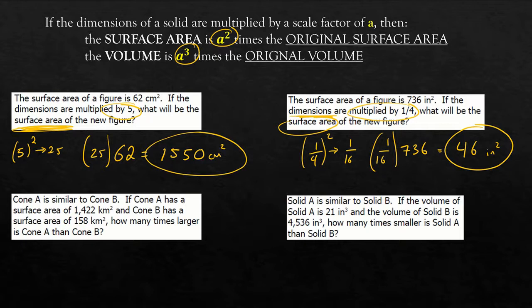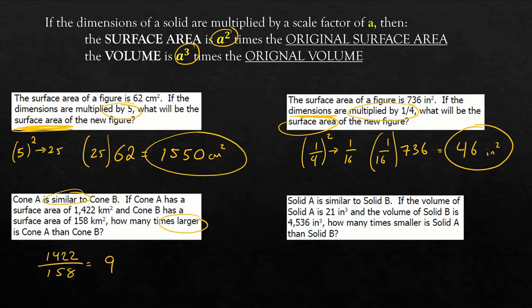So this one, it says cone A is similar to cone B. So we already know that they're proportional. It says if cone A has a surface area of 1422 and cone B has a surface area of 158, how many times larger is cone A than cone B? So we know that we are going to have kind of like an enlargement, or we're looking for a scale factor greater than 1. And so before we do anything from here, put it in the calculator and simplify, right? So if we simplify, that gives us 9.